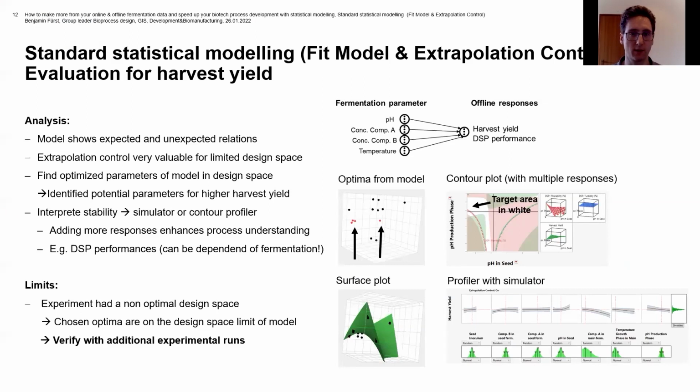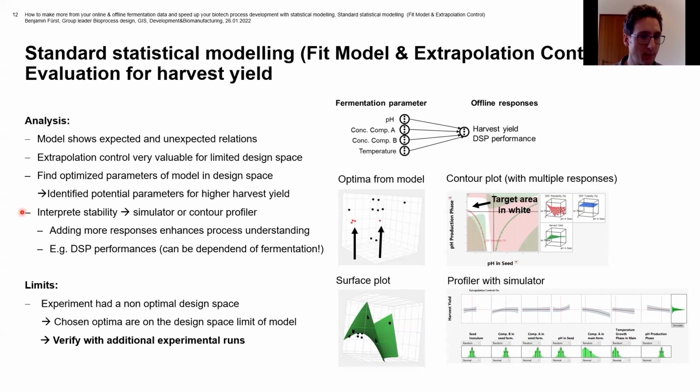So just to make a short summary, the models shown could show expected behavior and, most important, unexpected behavior, and use that for next runs. The extrapolation control, especially on limited design space, comes in very, very handy. And we were able to find optimized parameters of the model in the design space. So we identified potential parameters for a higher yield for the next runs.